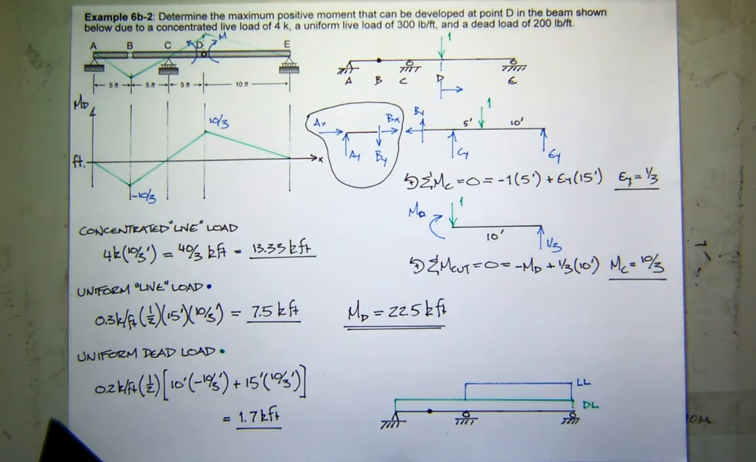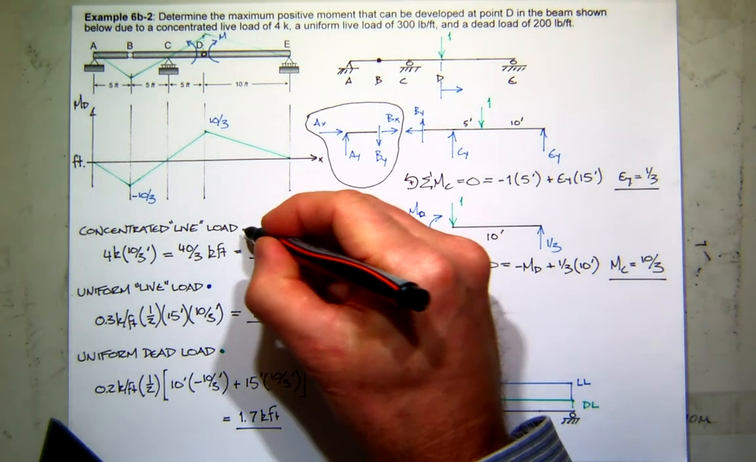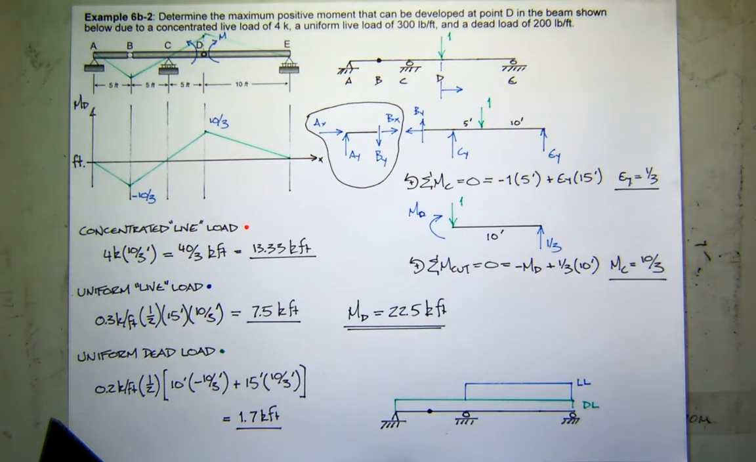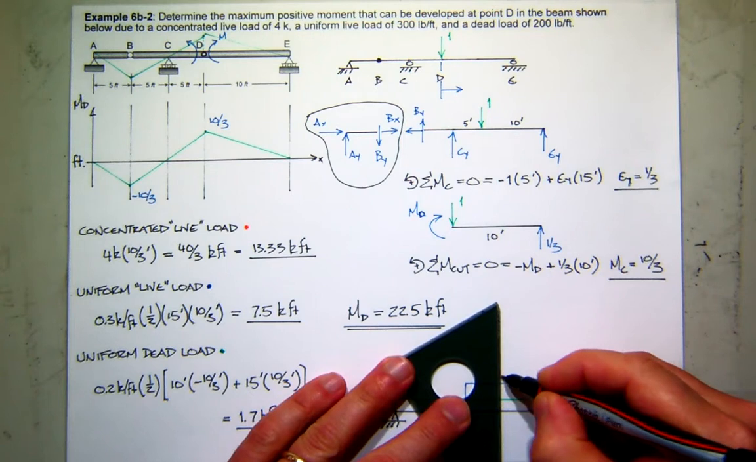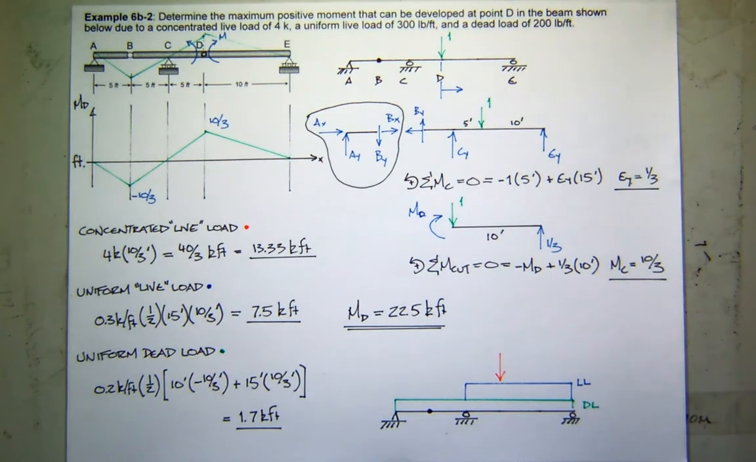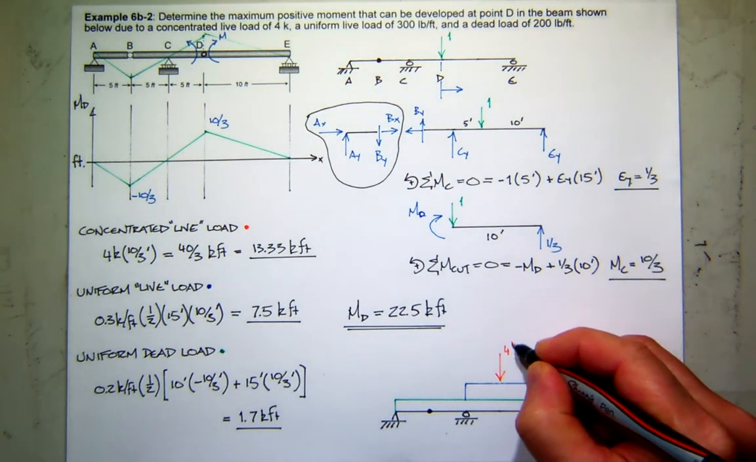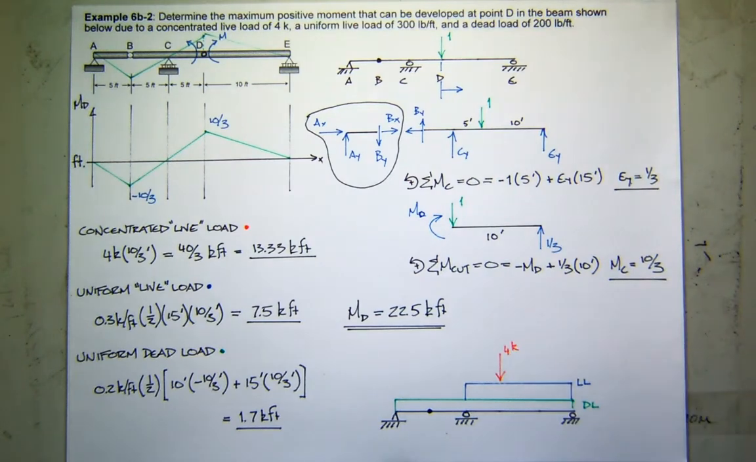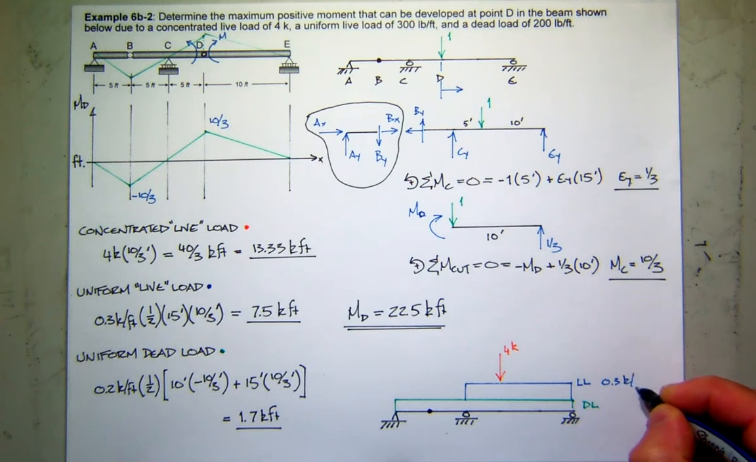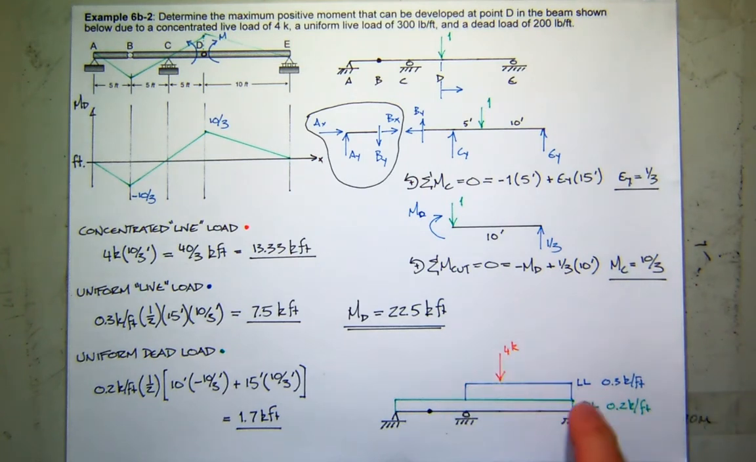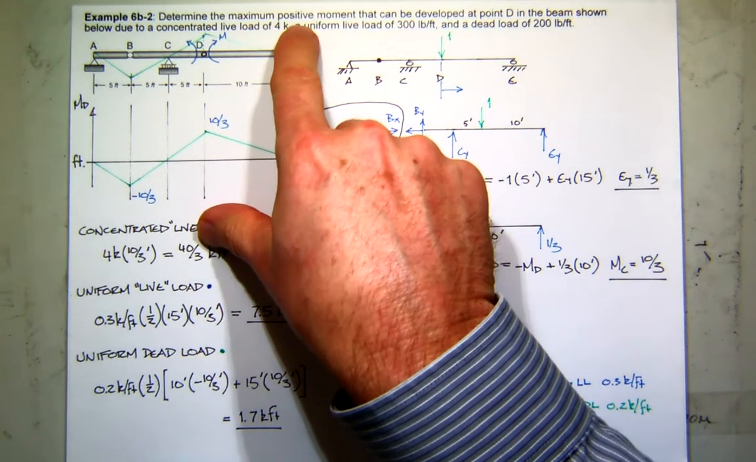And then finally, the concentrated live load, I'll do that in orange. Where is it located? At D, which is right about here. So there's my 4 kip load. The live load was 0.3 kips per foot, and the dead load was 0.2 kips per foot. So that's the position of the loading that creates the maximum positive moment.